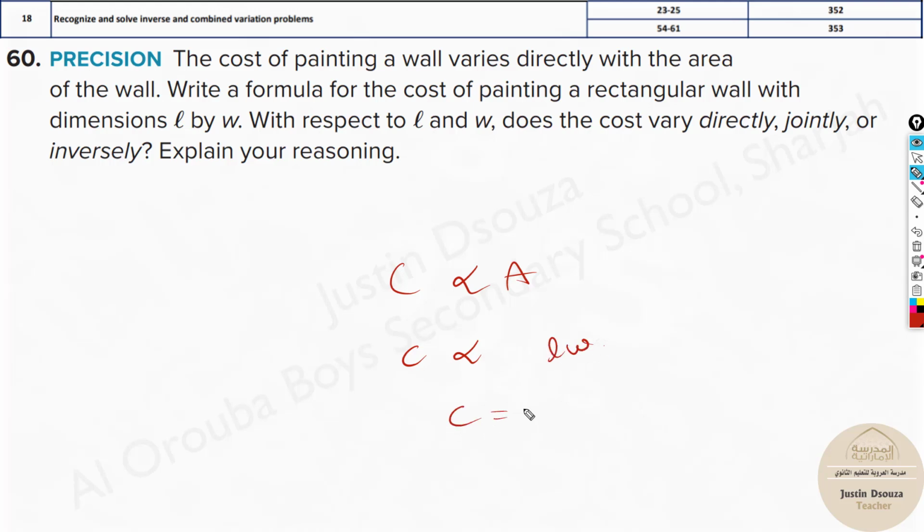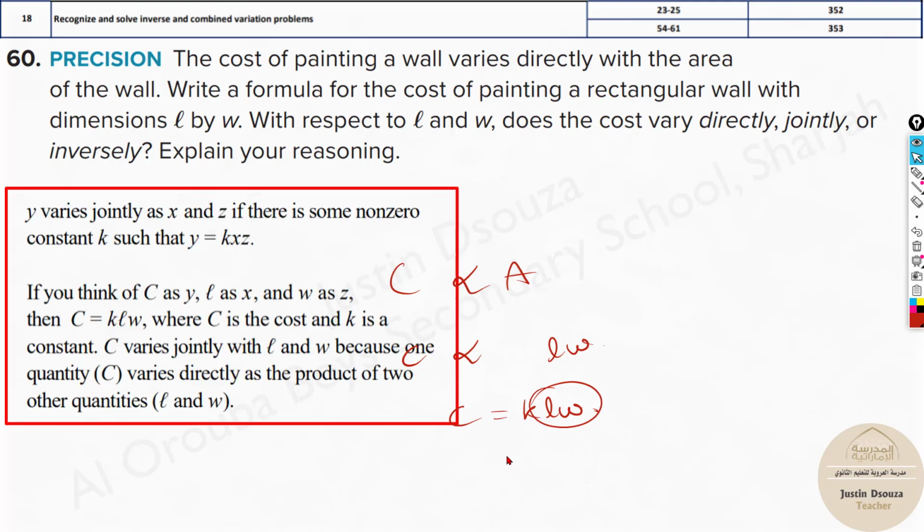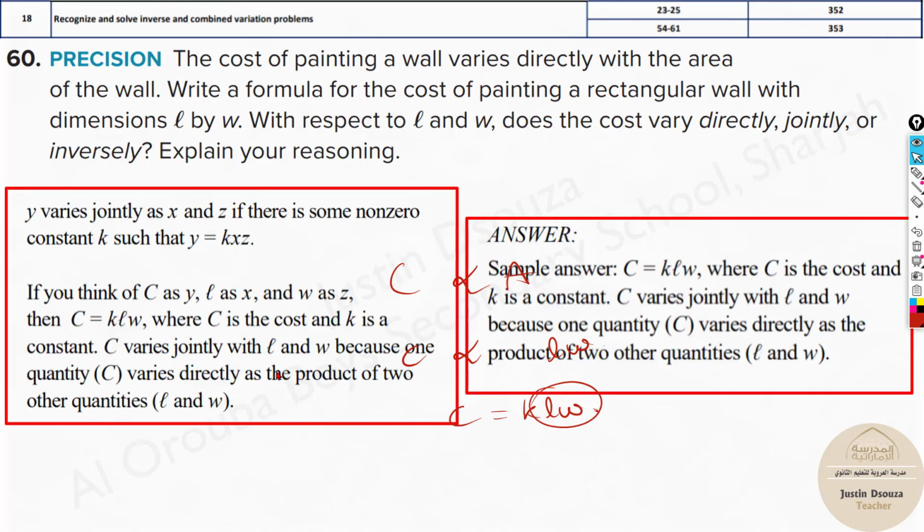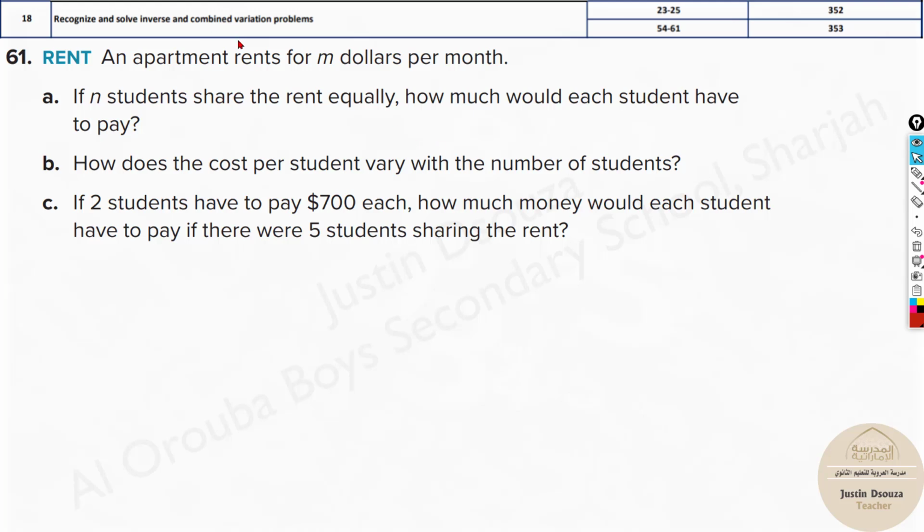So if we write C is equal to k length into width, right? There are two terms here. It's joint variation. Whenever there are two terms, it's basically joint variation. So the answer is jointly varying. As length increases, the cost increases. As width increases, the cost also increases. Because when length and width increase, the area increases, so eventually the cost increases.